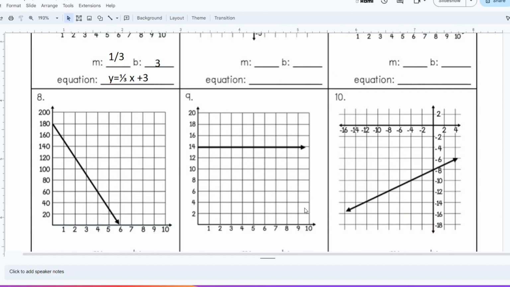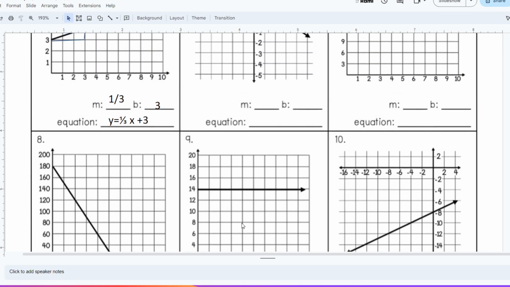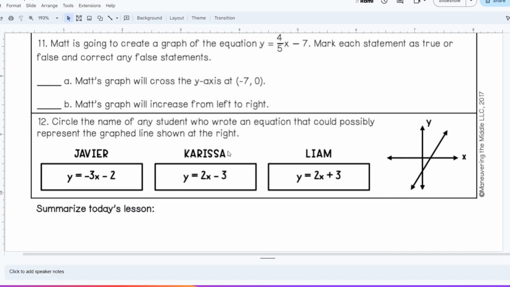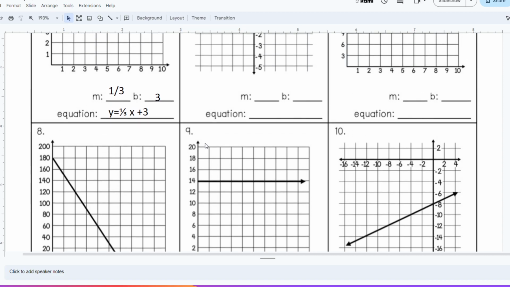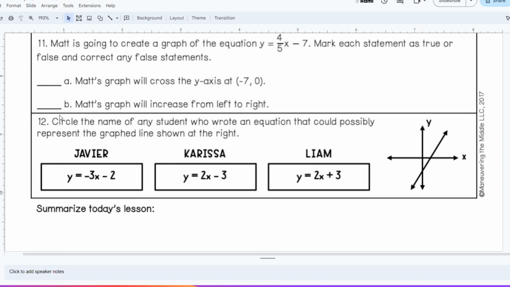For the next few, I'm going to let you try it out yourself. You do the same thing. I'm going to let you try out the rest of this, and if you have any questions, you can ask me in class next time.